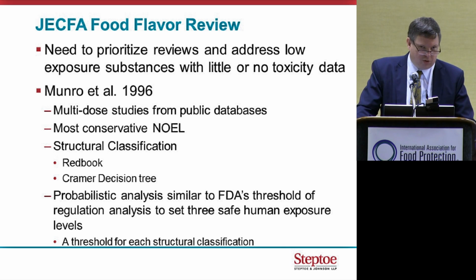And very much like the threshold of regulation analysis, Dr. Munro used a probabilistic analysis to identify three safe human exposure levels, one for each of those classes. Now, rather than using the 1/3, 2/3 risk management approach that FDA used, he established safe exposure levels using a 5th percentile, using a bit more scientific approach.